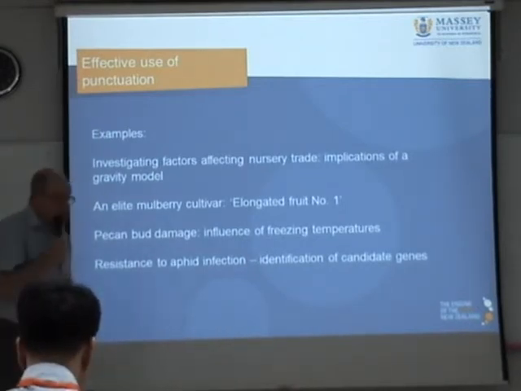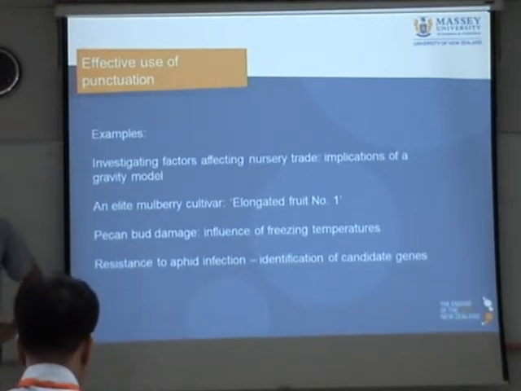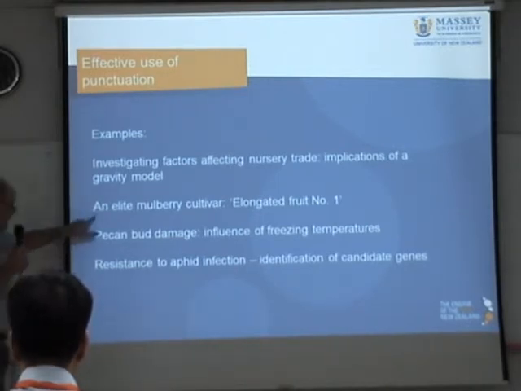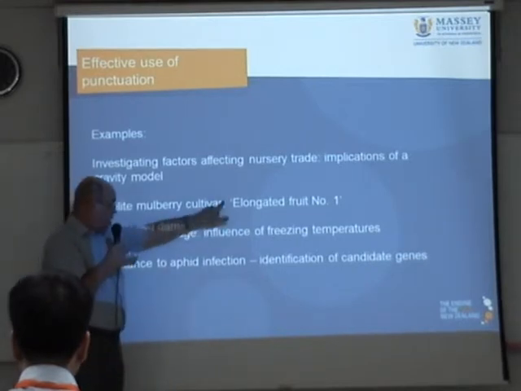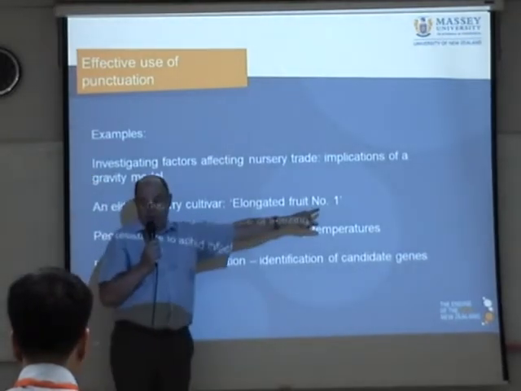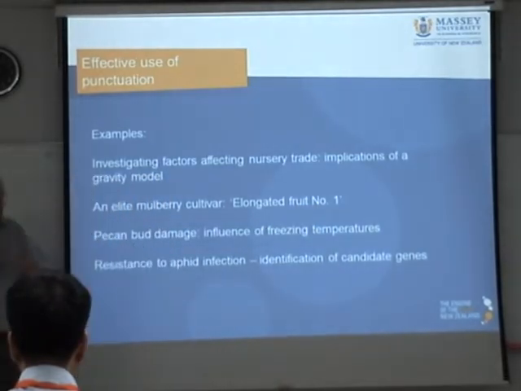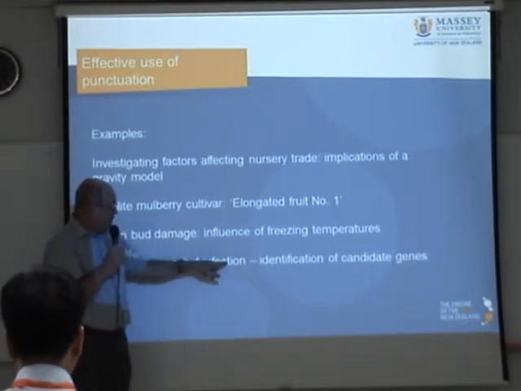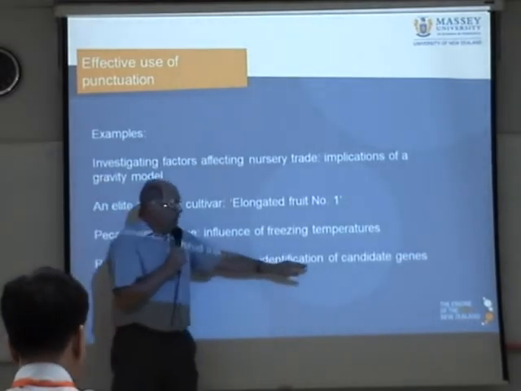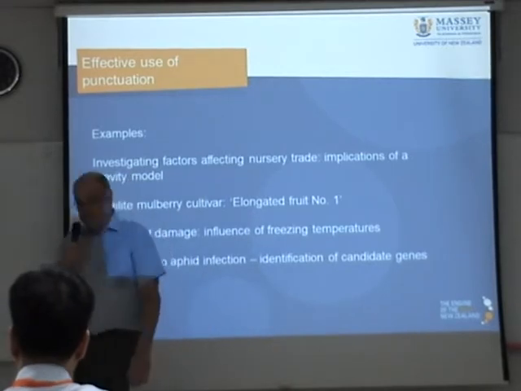Punctuation is quite useful to break up the title and to list some of the key components in the paper that you've written. In this case, an elite mulberry cultivar, colon, the name of the cultivar. So, appropriate use of punctuation. In this case, resistance to aphid infection, dash, identification of candidate genes.